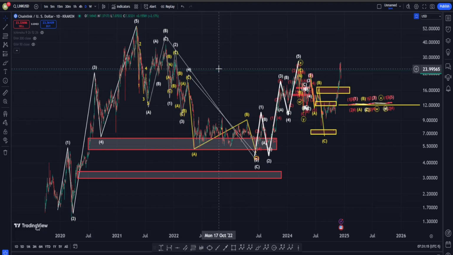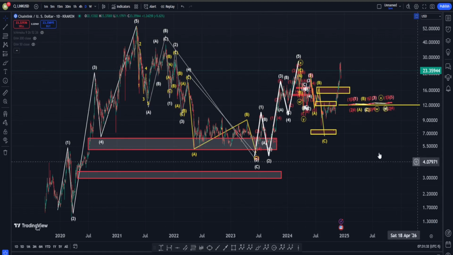Okay, so a couple of weeks ago, one of my viewers asked for a Chainlink analysis, and since we have been doing Chainlink analysis before, I was like, well, okay, we can actually check this chart once more and remind ourselves why we are so bullish in Chainlink.